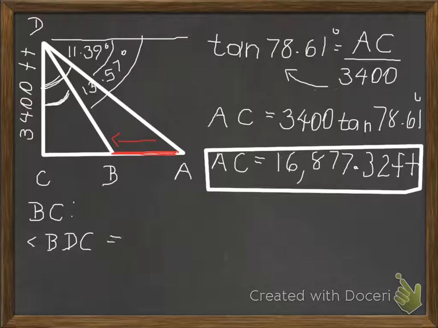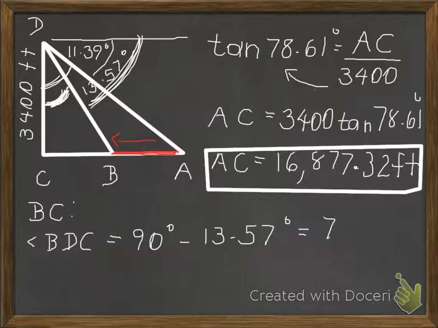Angle BDC is equal to the 90-degree angle, that whole corner, minus 13.57 degrees. That will give us this little piece here. If we take this piece out, we'll be left with this little piece here, which is what we want. And that's equal to 76.43 degrees.